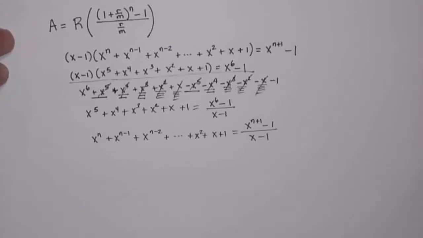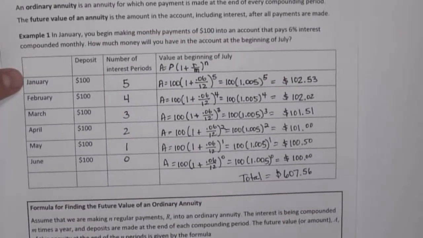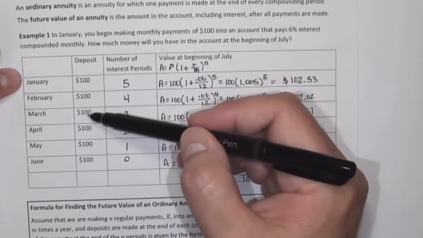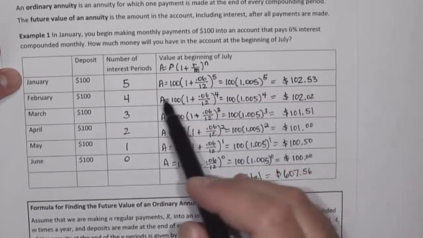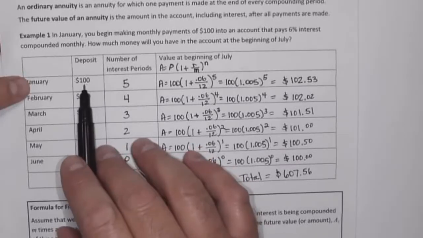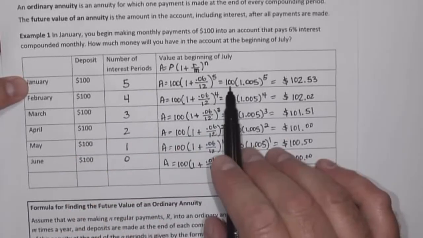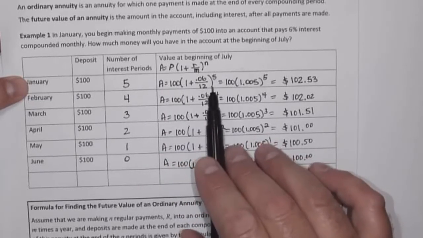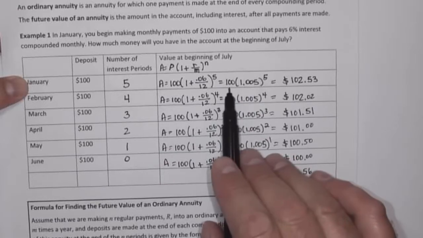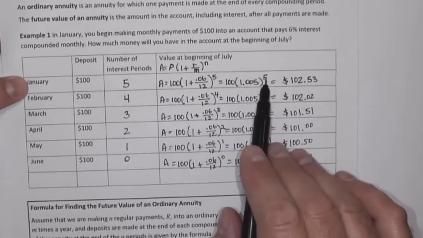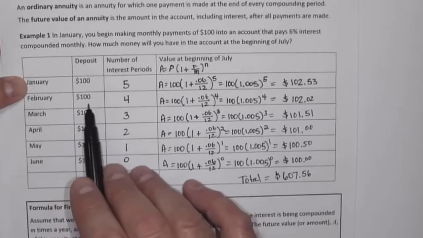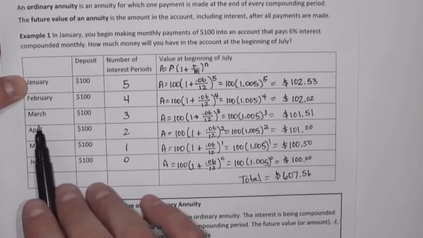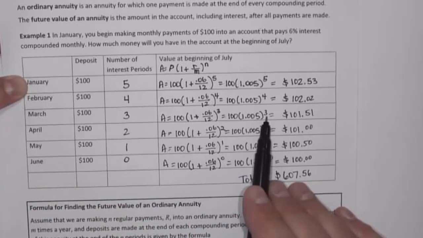So let me bring back in example 1 from the previous video to demonstrate this. So here we were putting $100 in January, February, March, April, May, and so on. And so we calculated the future value of this $100, and our formula was 100 times 1 plus 0.06 divided by 12 raised to the 5th power, which ended up being 100 times 1.005 to the 5th power. And the future value of this $100 from February was the same thing, except it was the 4th power. And for March, it was the same thing except the 3rd power.